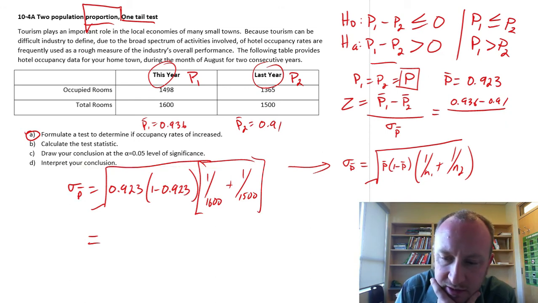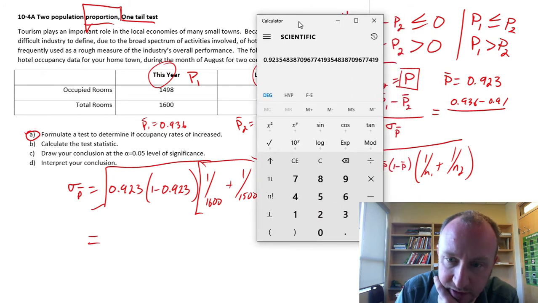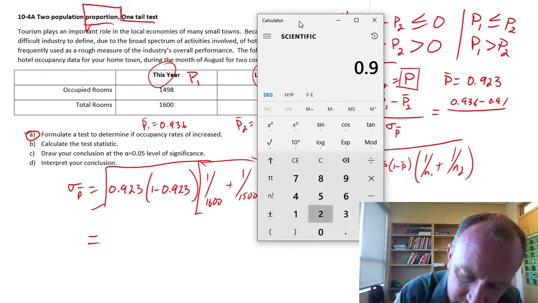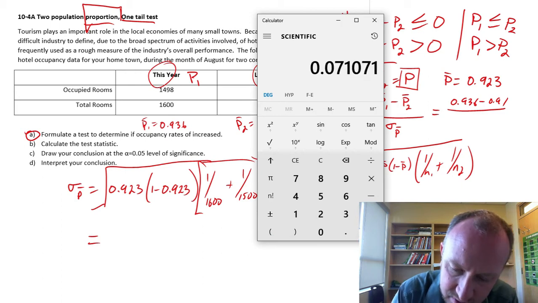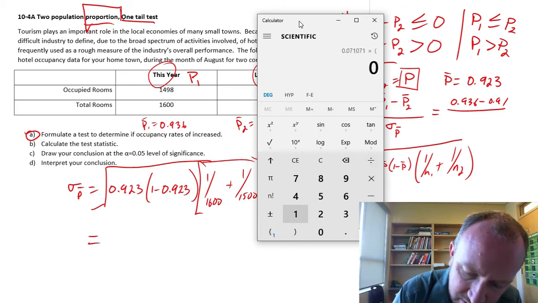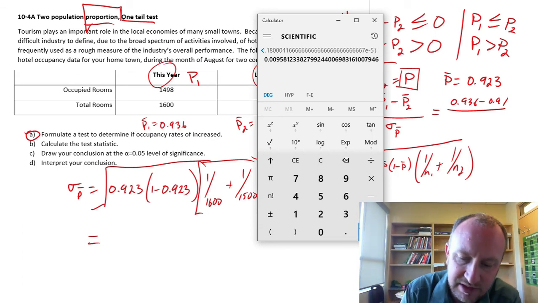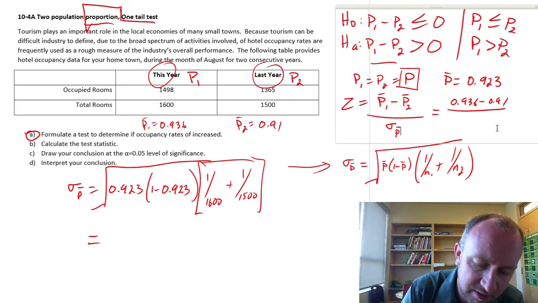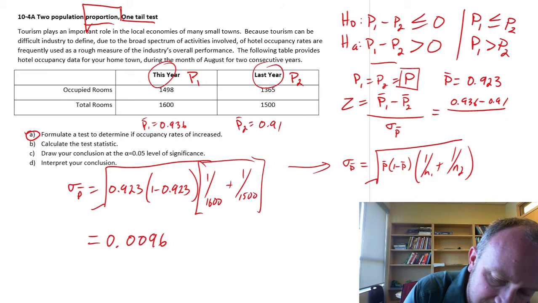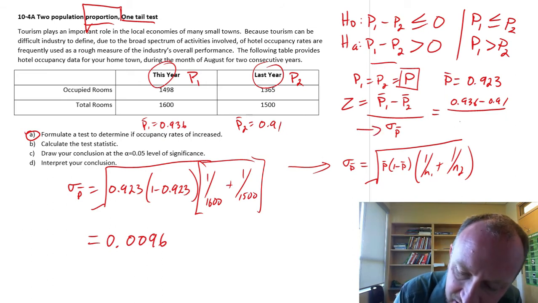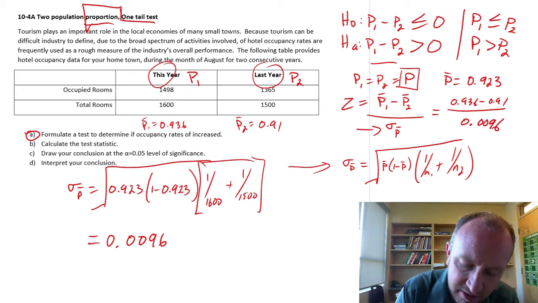So let's get that calculator out again. So this is 0.923 times 1 minus 0.923 equals, times, open brackets, 1 over 1600 plus 1 over 1500, close brackets, equals, and square root all of that, and I get 0.009, let's round that to 0.0096. 0.0096 is my standard error, and all that just to get our denominator over here, 0.0096.